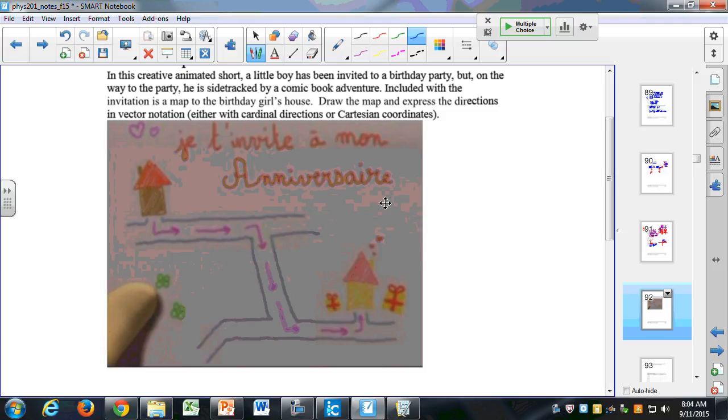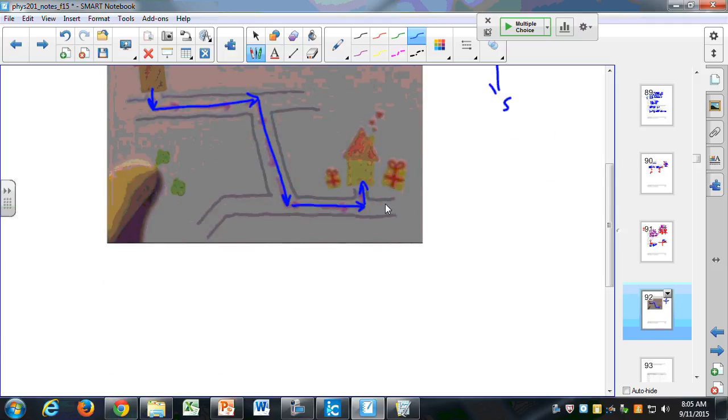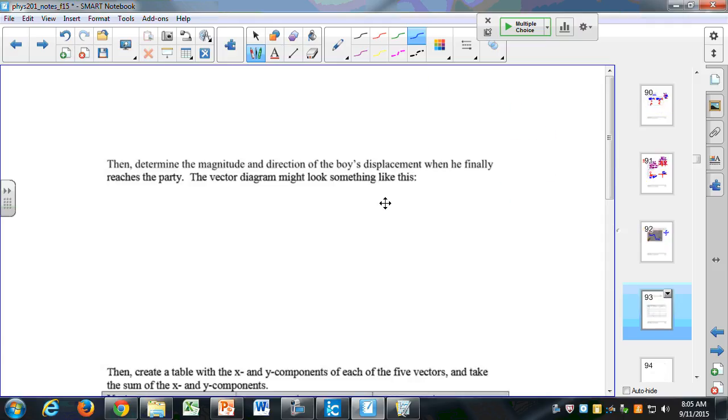All right, so anyway, we have this path that he takes. He goes a certain distance in that direction, a certain distance in that direction, like that, and then like that. Now we don't know the cardinal directions exactly, but we'll just assume that up is north, down is south, east, and then west. And so we can describe his vectors. We can draw a vector diagram for this. Might look something like this.